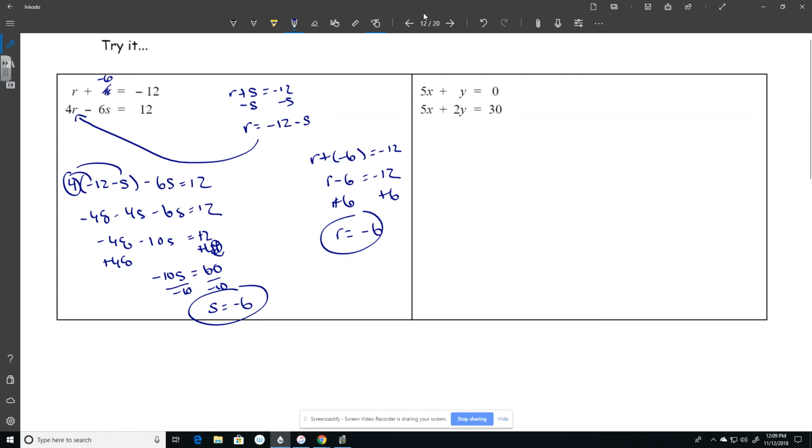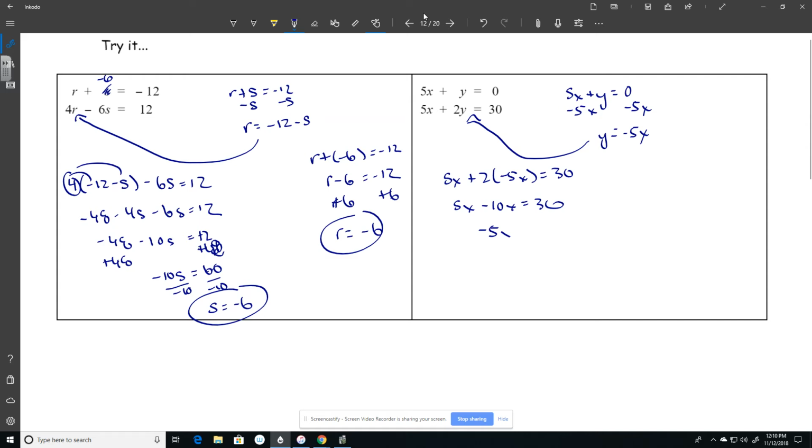All right, so what you should have done is probably solved for this y, 5x plus y equals 0, because it's all by itself. So all I have to do is subtract 5x from both sides. So y equals negative 5x. Then I plug that into this equation. So 5x plus 2 times negative 5x equals 30. So 5x minus 10x equals 30. So negative 5x is my 30. And when I divide by negative 5, x is equal to negative 6.